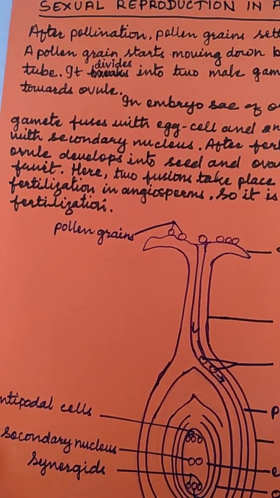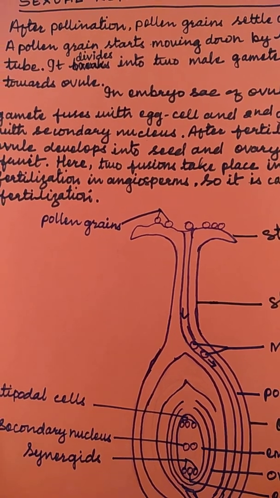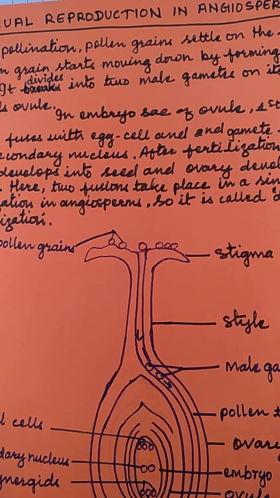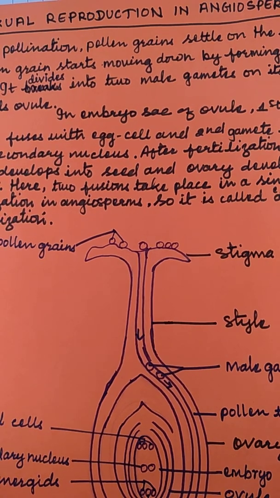So this is the explanation, because it is only for 3 marks or 4 marks along with the diagram. Okay, this is sexual reproduction in angiosperms or flowering plants.